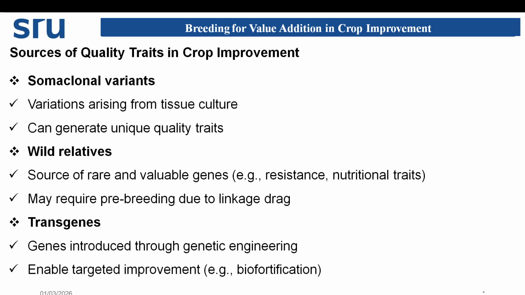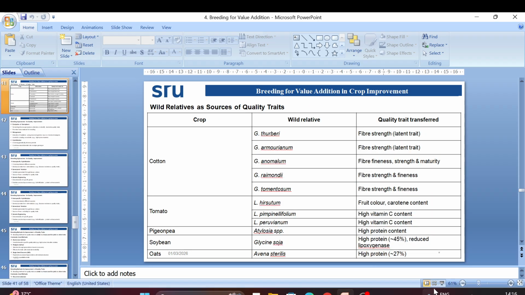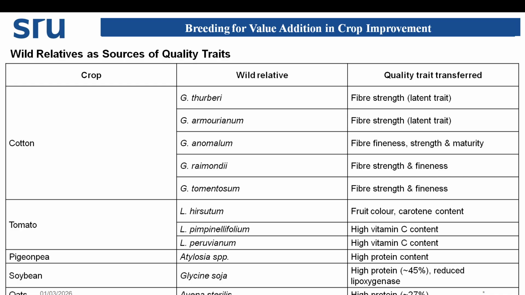Next source, somaclonal variants. This variation arising from tissue culture can generate unique quality traits. Next source, wild relatives, a source of rare and valuable genes, for example resistance and nutritional traits, though they may require pre-breeding due to linkage drag. Next, transgenes. Genes introduced through genetic engineering enable targeted improvement, for example biofortification.